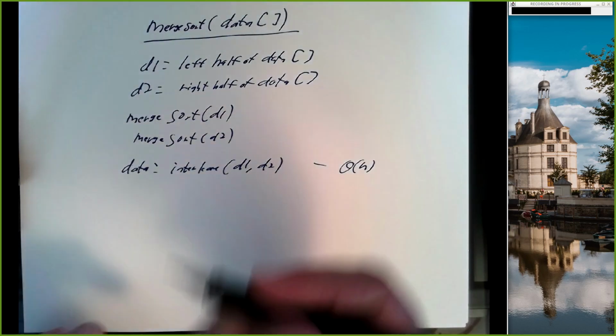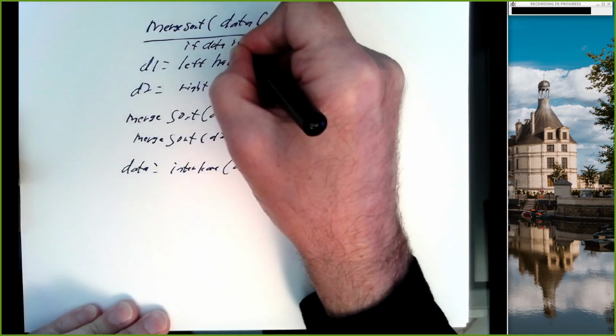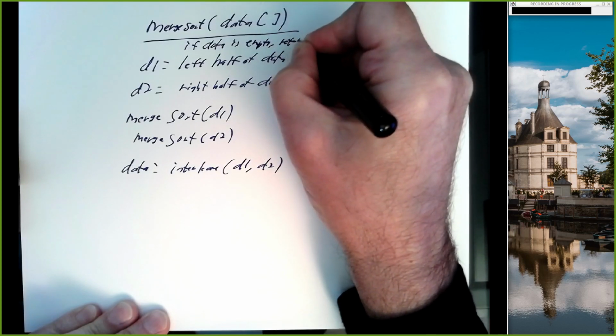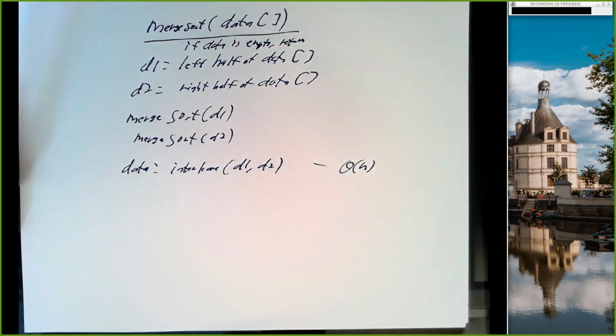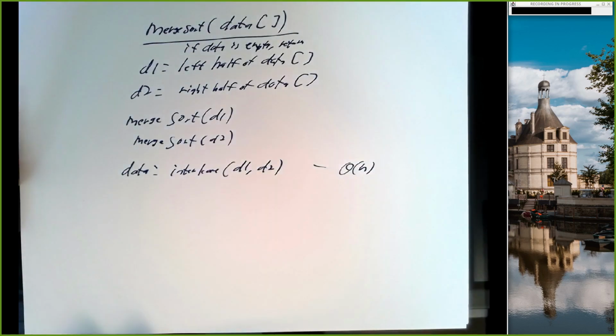So we need a base case, right? If data is empty, we'll just return. If it's only got one element, we can return too, but you know, we'll make an extreme base case. If data is empty, we're just going to return. So the question is, if we keep splitting our original data in half, how many times do we do that until we get down to something that doesn't have anything in it?